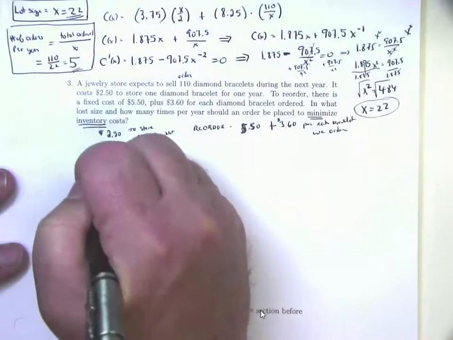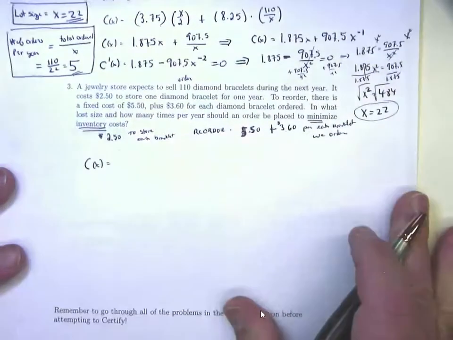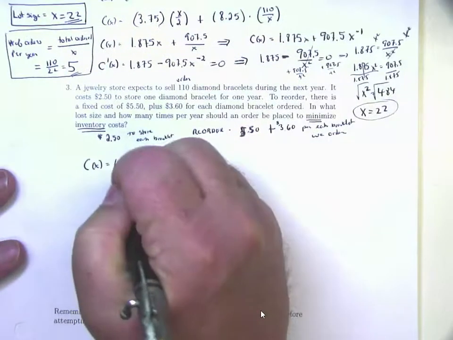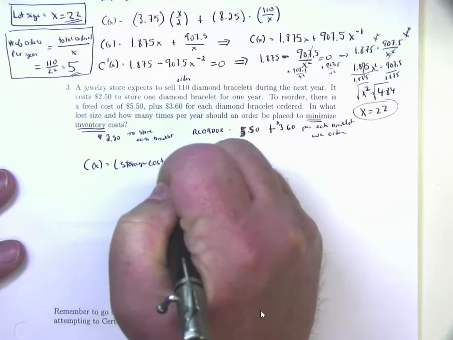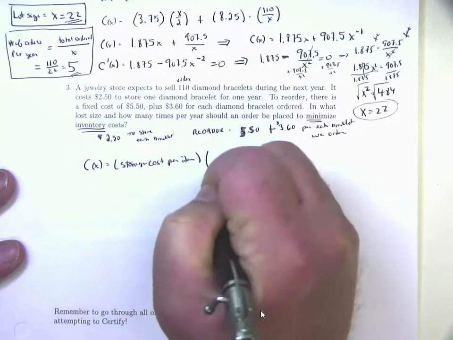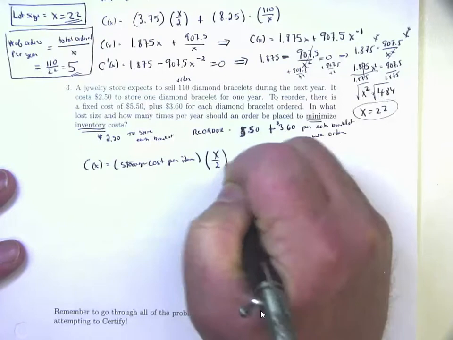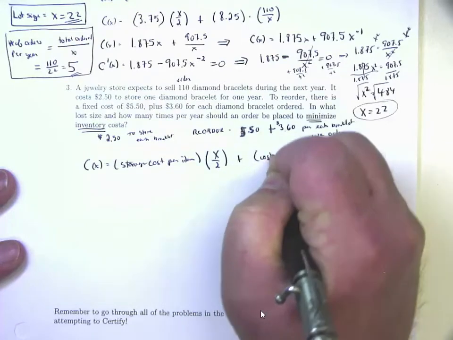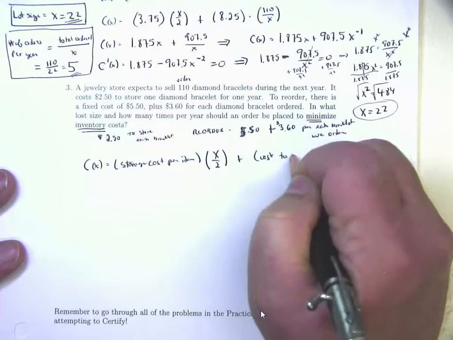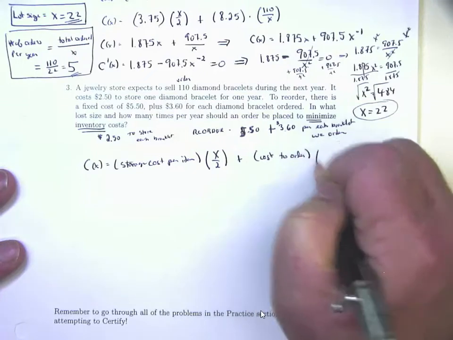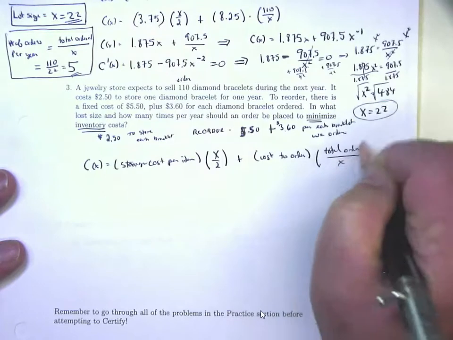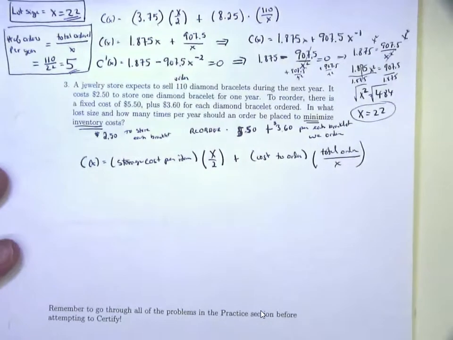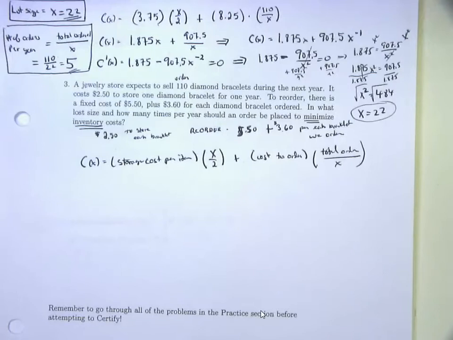So I need my inventory cost formula. Again, just to remind you, inventory cost is equal to storage cost per item times X over 2 plus the cost to order times the total order divided by X, which is actually the number of times a year you're going to order. So this is the same formula as what we have memorized, where X is equal to lot size.